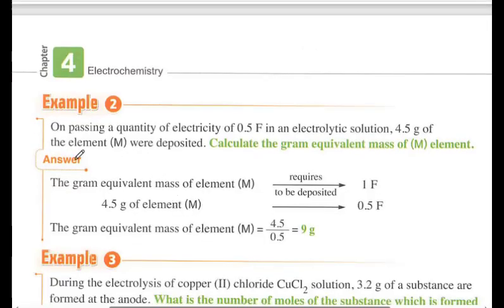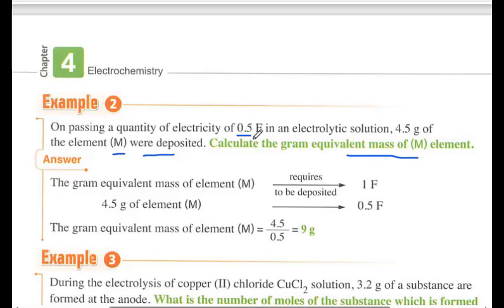Another example: on passing a quantity of electricity equal to 0.5 Faraday, half a Faraday, in an electrolytic solution, 4.5 grams of element M are deposited. Calculate the equivalent mass of element M. By logic, half a Faraday deposited 4.5 grams. So 1 Faraday deposited how much?